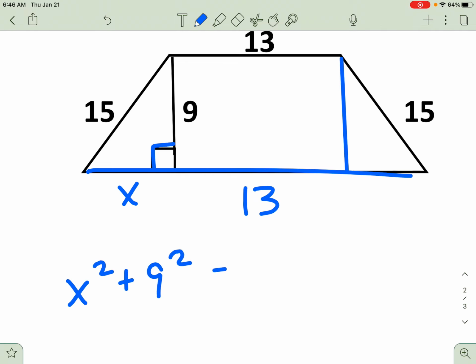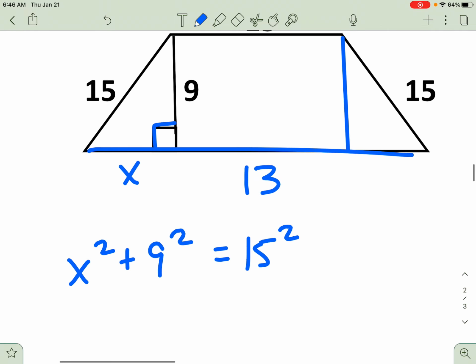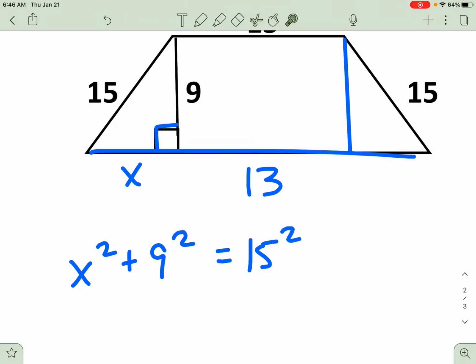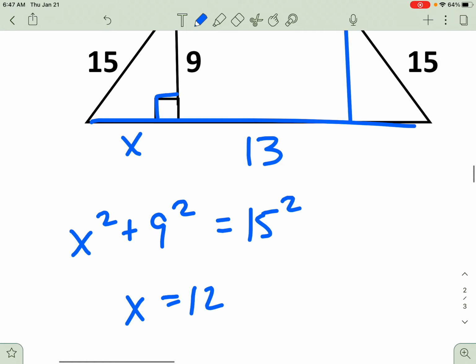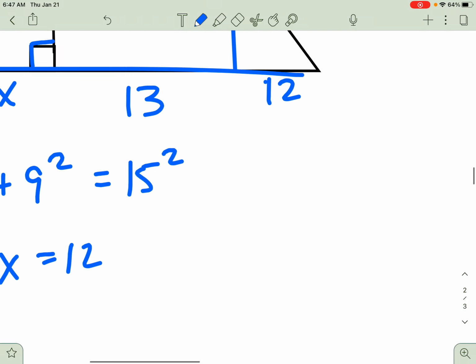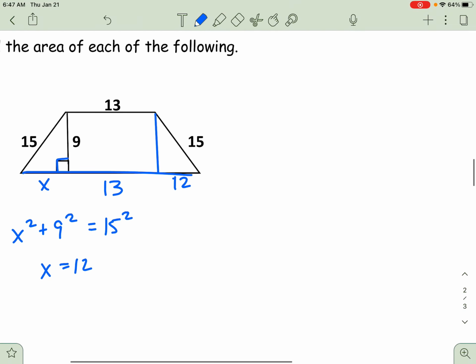Well, this is a right triangle, so we could use x squared plus 9 squared equals 15 squared. Again, this is a special right triangle. 3 times 3 gives you 9. 3 times 5 gives you 15. So a 3-4-5 triangle, 3 times 4, is 12. So x should be 12. That means this part's 12 and this part's 12.